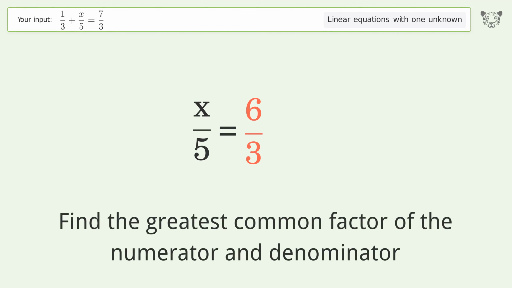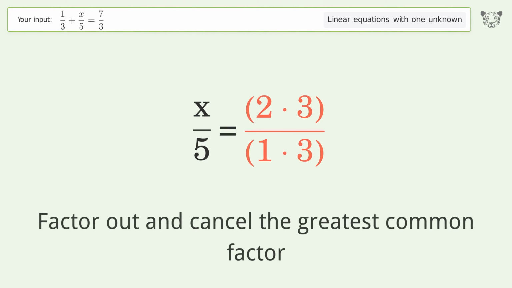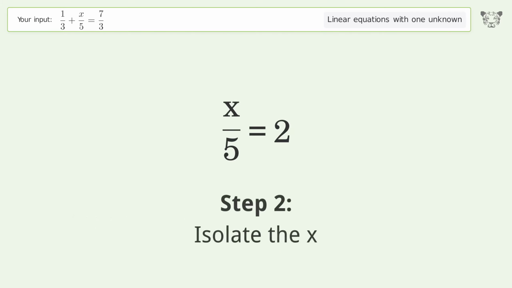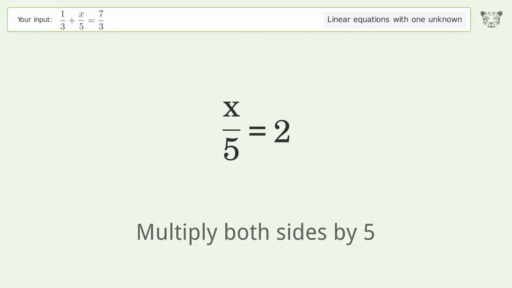Find the greatest common factor of the numerator and denominator. Factor out and cancel the greatest common factor. Isolate the x. Multiply both sides by 5.